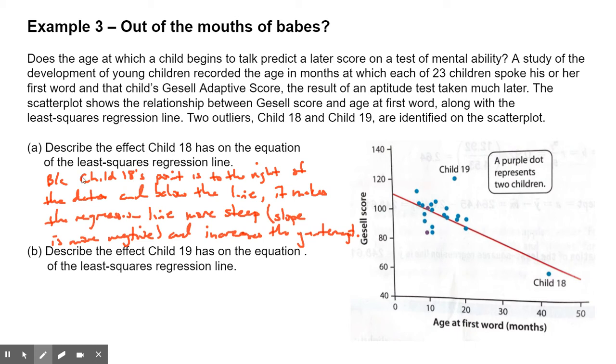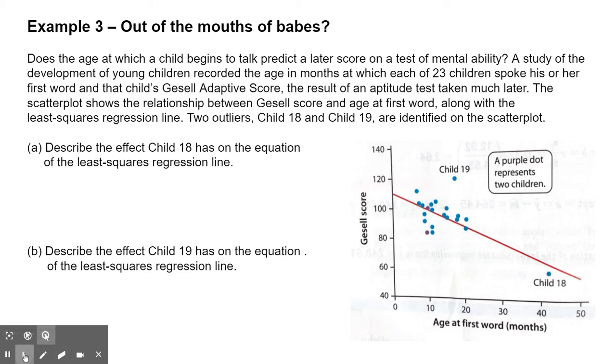So this is the line with 18 in it. If you took away 18, this is what would happen: the line would go away from the 18 dot. So what is the 18 dot doing? My green line is without 18. With 18, the red line is it. And what is it doing to the red line? It's making the red line go more steep, and it increased the y-intercept. Okay, so hopefully you can see that. All right, good. Let's talk about child 19 now.